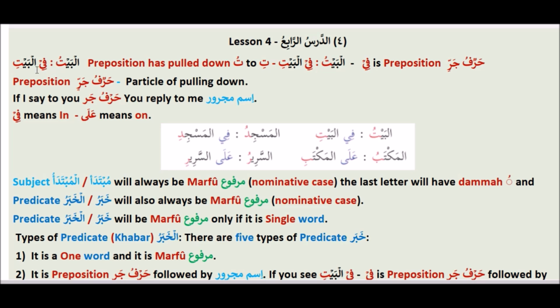Al-baytu fi al-bayti. Now from over here it is marfu with dhamma and over here it is majroor with kasra. Fi is a preposition, which has pulled it down to kasra. That means it becomes from al-baytu to fi al-bayti. Preposition we call it harfu jarrin or simply harfu jar. It will always be followed by ism majroor.